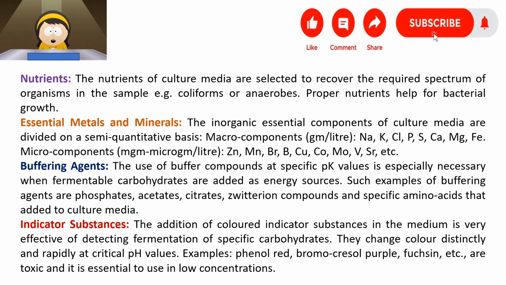Indicator substances. The addition of colored indicator substances in the medium is very effective for detecting fermentation of specific carbohydrates. They change color distinctly and rapidly at critical pH values. Examples: phenol red, bromocresol purple, fuchsin, etc. They are toxic, and it is essential to use them in low concentrations.